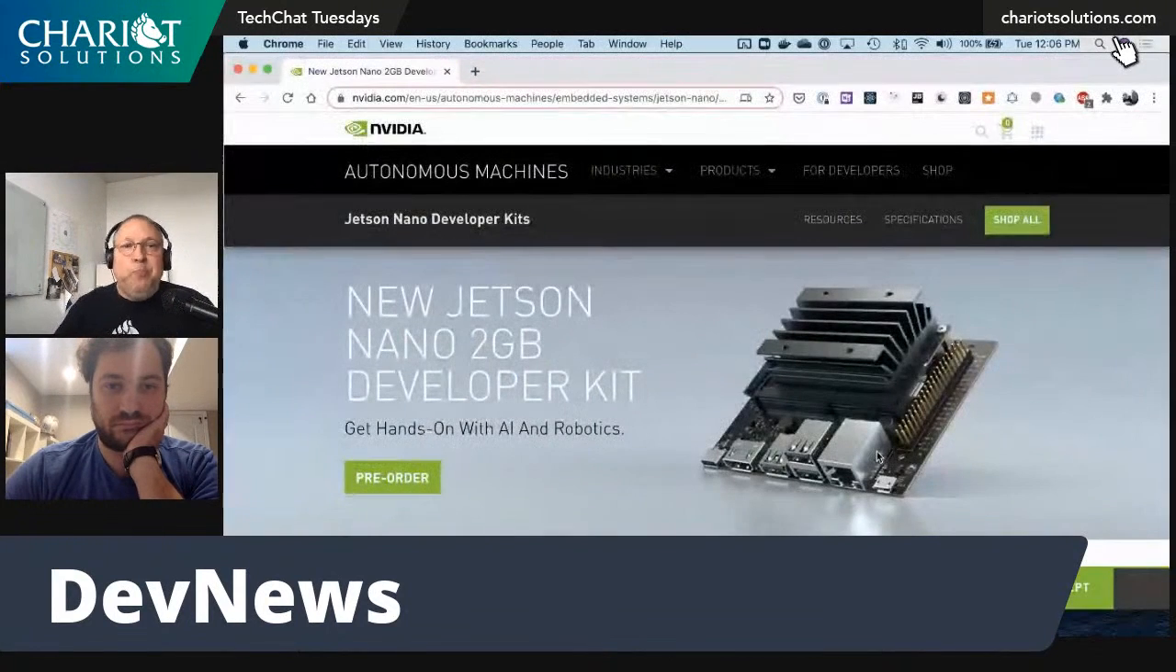So NVIDIA has created an embedded systems board, kind of like an Arduino, but it's using the NVIDIA GPUs. It's the Jetson Nano 2 Gigabyte developer kit. Now, this has been around for a while in various forms. There's a 4 gigabyte version, for example, and there was an earlier rev of this. But they're trying to bring this down to prices that can be affordable for the hobbyist for AI or robotics.